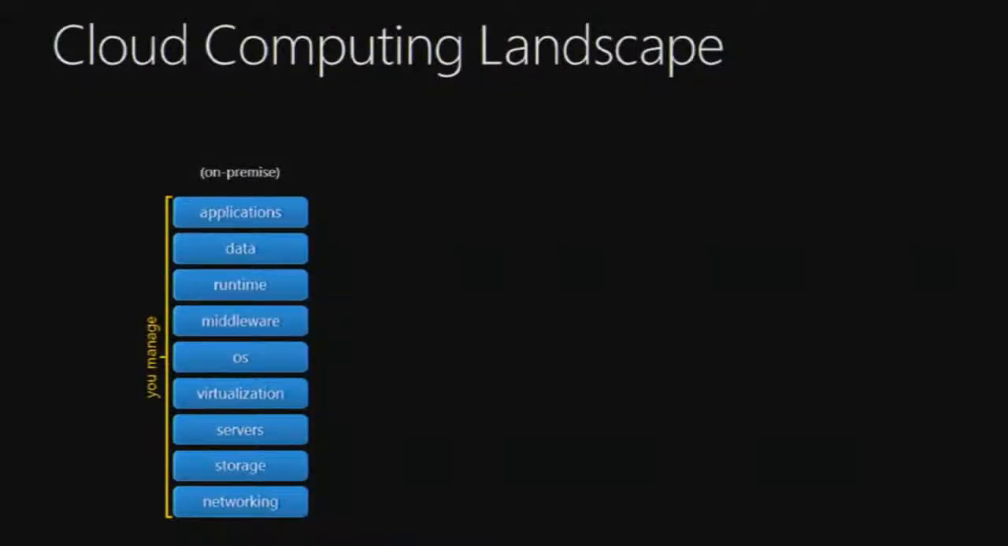This is a picture which shows what you have in your on-premises environment. So this is what you have in your own data center. And if you look, you're responsible as the operator of that system for everything from networking, storage, servers, and virtualization, right up through the stack until you get to the operating system. So there you're getting into software. You're getting into being responsible for things like patches and service packs.